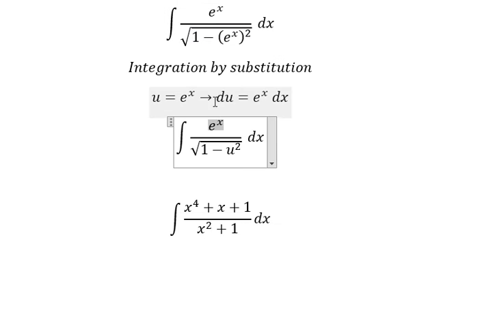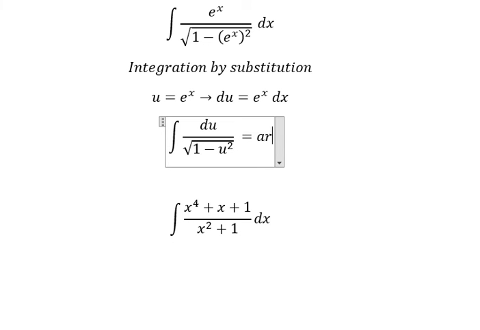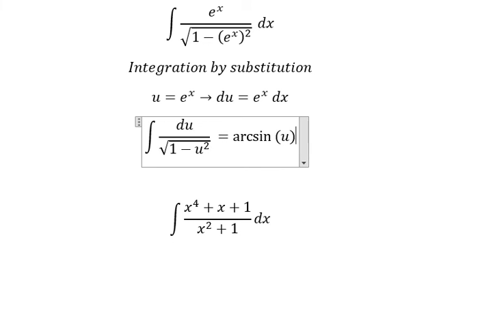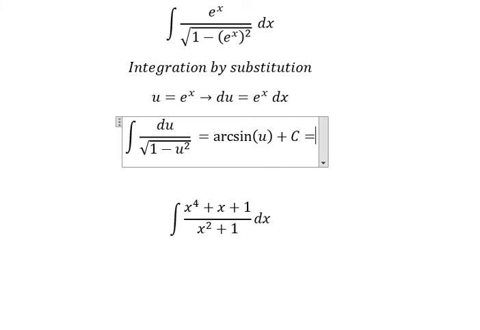This one, we change e to the power of s ds to du. The integration of this one, you will get arcsine of u, and we put c. About u, that's this one.